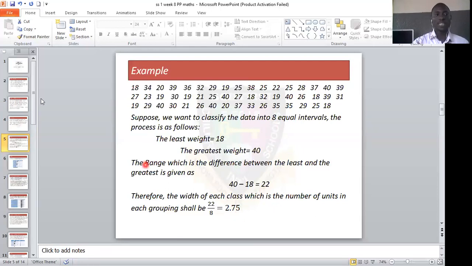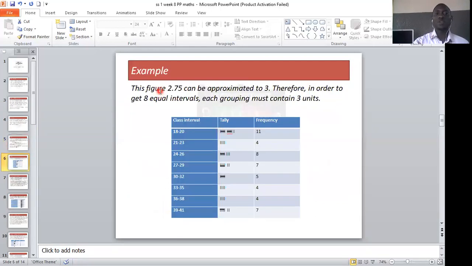So look at it now. The figure 2.75 can be approximated to 3. Therefore, in order to get 8 equal intervals, each grouping must contain 3 units. That is 18 to 20, 21 to 23, 24 to 26. So these are the differences between the numbers. Look at the class intervals: 3 units is the difference between each class.